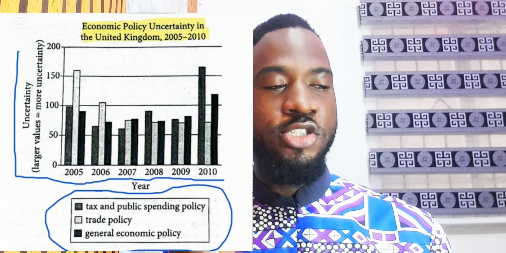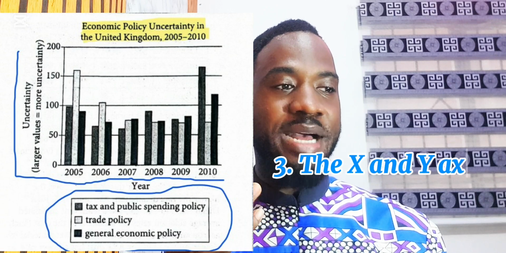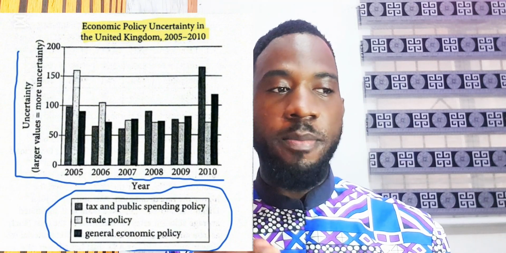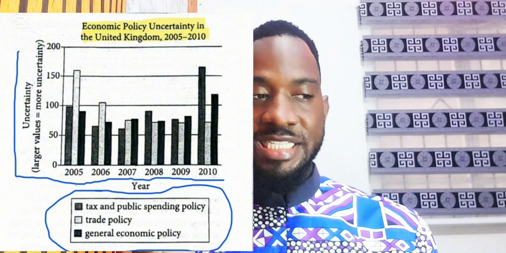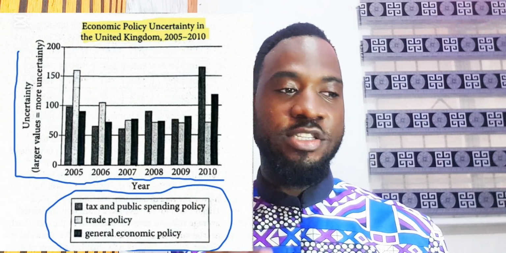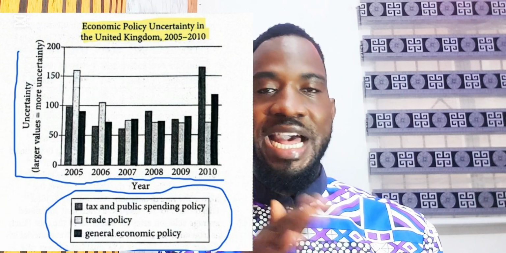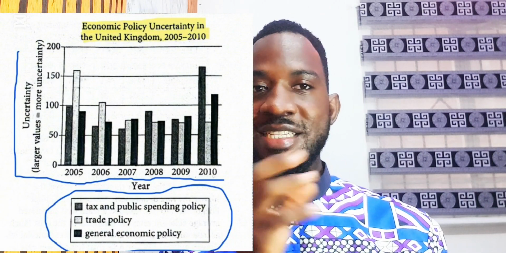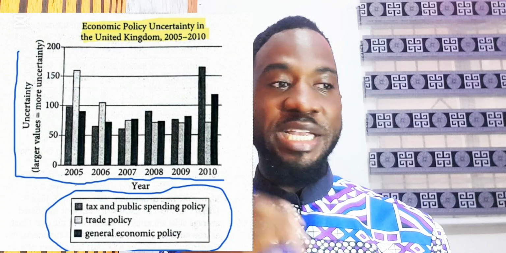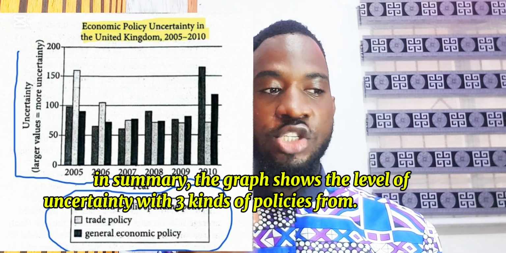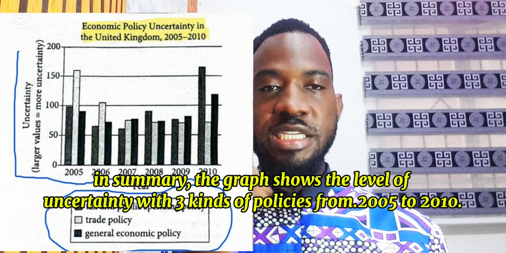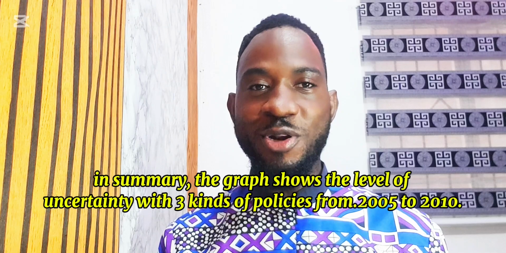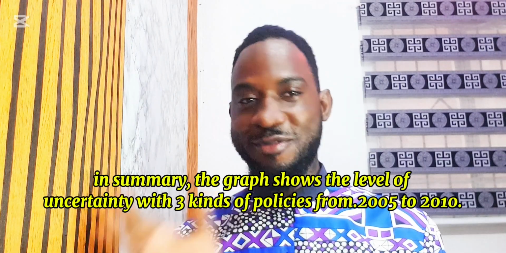The final part to look at are your y and x axis. The y axis here says this is uncertainty, and of course the higher the number, the more uncertain that area is. And the x axis just shows you the dates, the different years analyzed. That is it. So putting all of these together now, we see that this chart simply represents economic policy in different areas, which are tax and public spending policy, trade policy, general economic policy within the years 2005-2010. Simple. These are some of the tricks I teach on task 1 of the academic writing on the IELTS, by the way. But that's of course by the way.